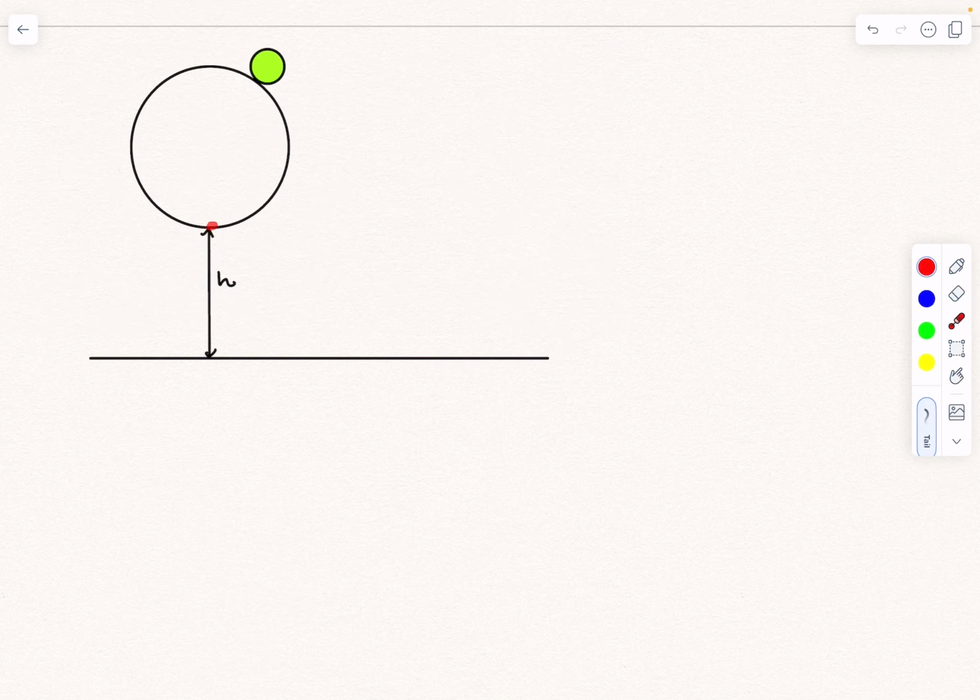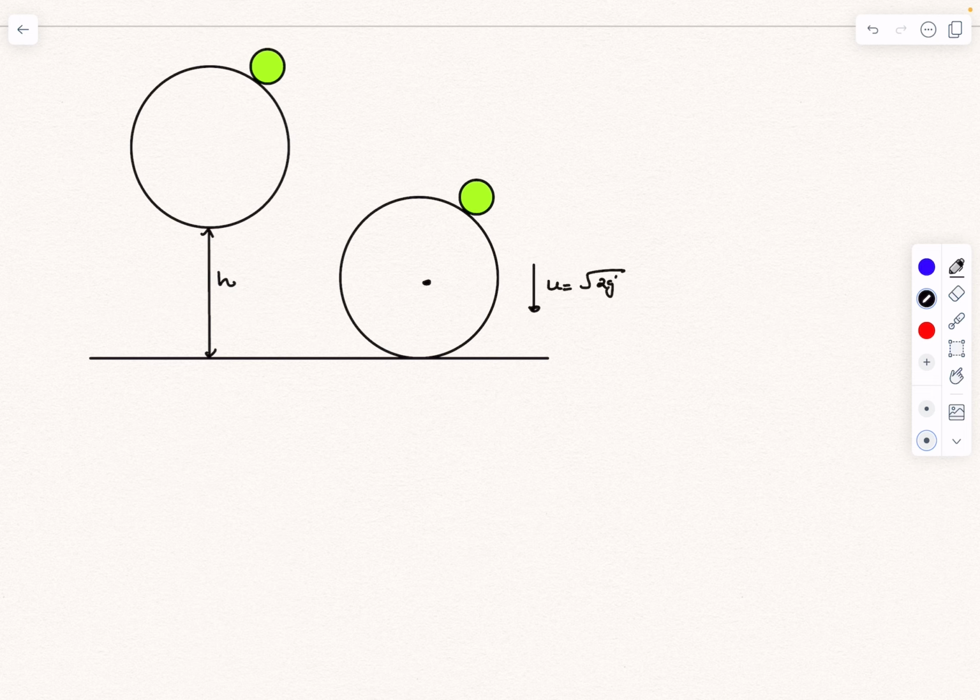So the initial height of the bottommost point of the heavier ball from the ground is given to be h. Okay guys, so now the thing is both of these balls are falling freely under gravity, right? So both of them will have an acceleration of g, meaning there is no force of interaction between these two balls, right? Both the balls have traversed a vertical distance of h. They will both have a velocity, let's call it u, of square root 2gh, right?